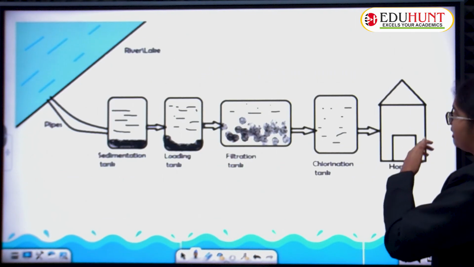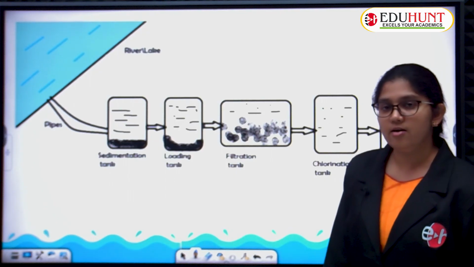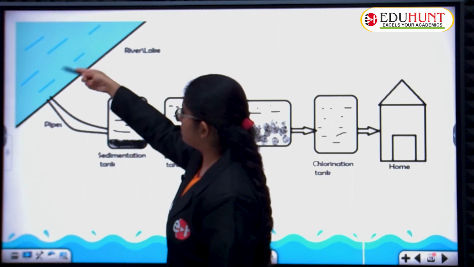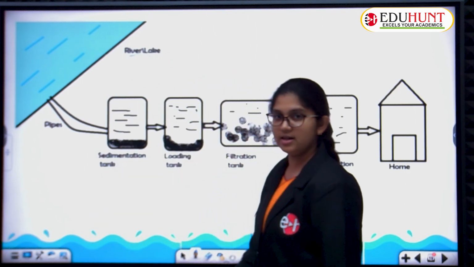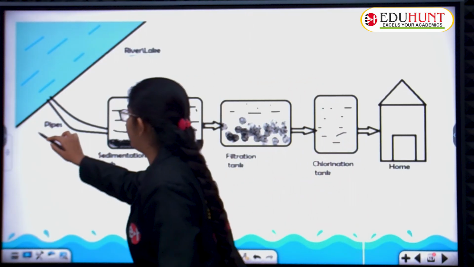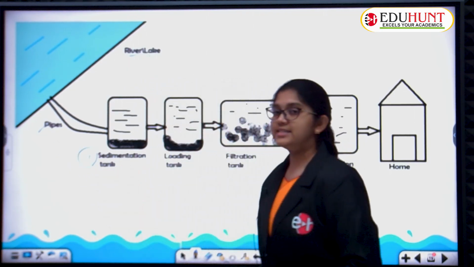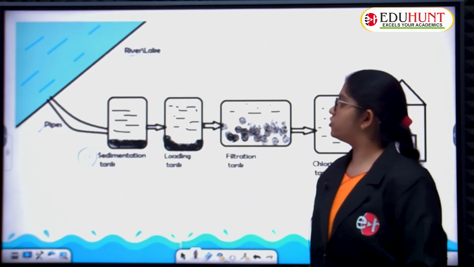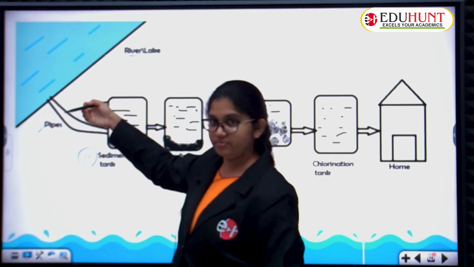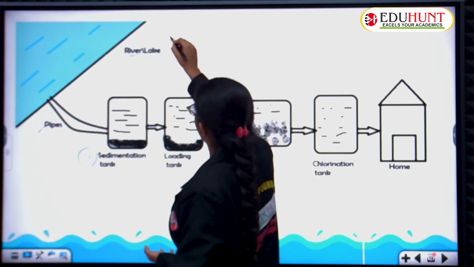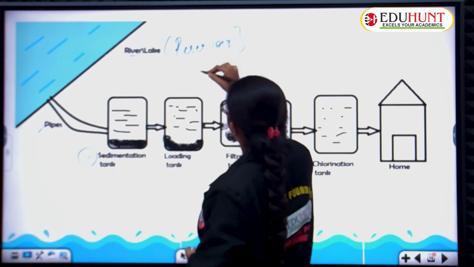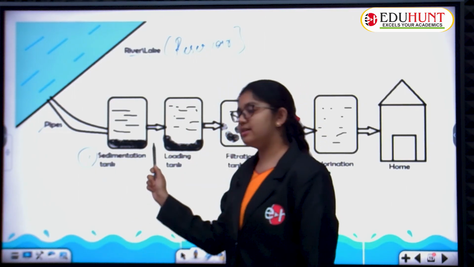Okay, the process with the neat flowchart diagram. So this is the nearby lake or river. From there we are going to allow the water through pipes, where we start with the first one, that is the sedimentation tank. From the pipes we subject the river or lake water, which means the reservoir, to the process. So the first one is the sedimentation tank.